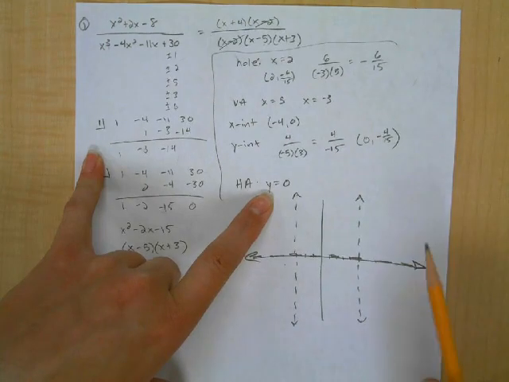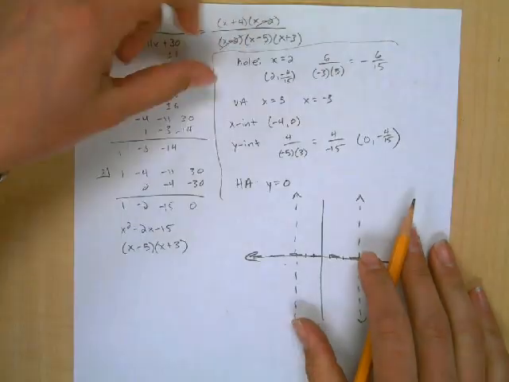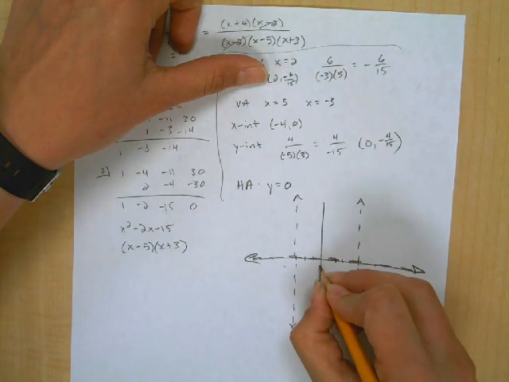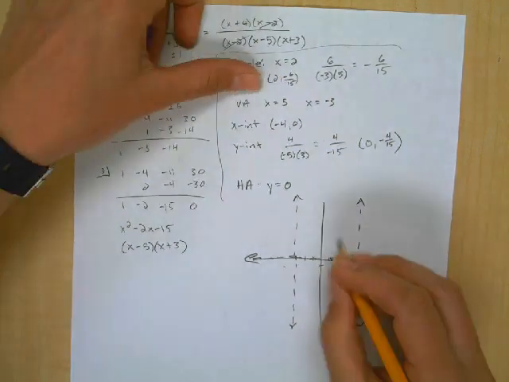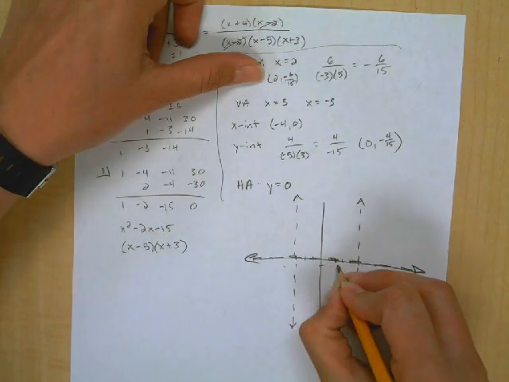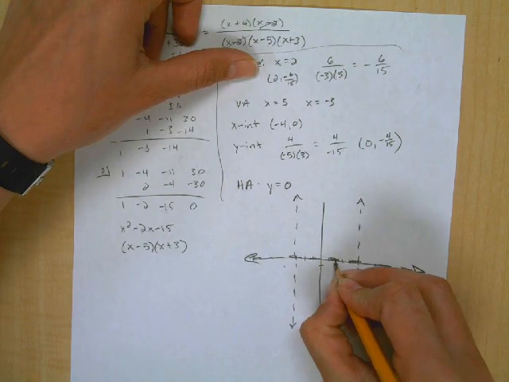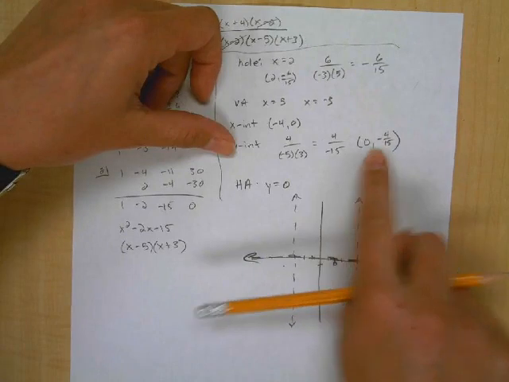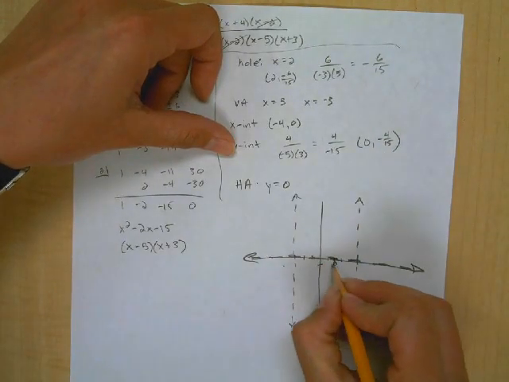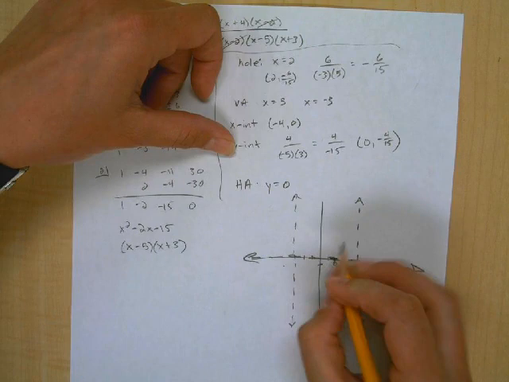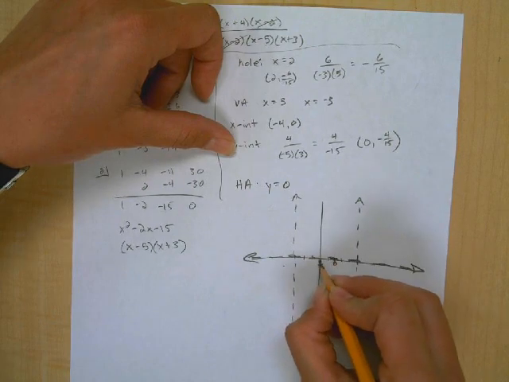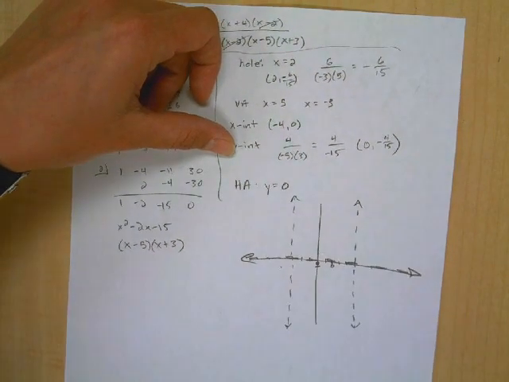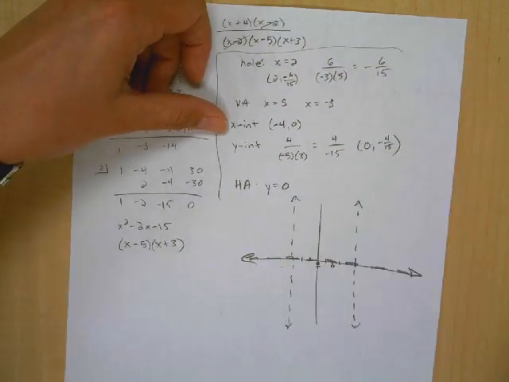And then I've got the hole at 2, negative 6/15. So 1, 2, negative 6/15. All right, which is just down here-ish. There's a hole. All right, I've got a y-intercept at 0, negative 4/15. So that's just a little bit above where the other one was. Okay, so you can kind of see what shape that's already starting to make. X-intercept at negative 4.